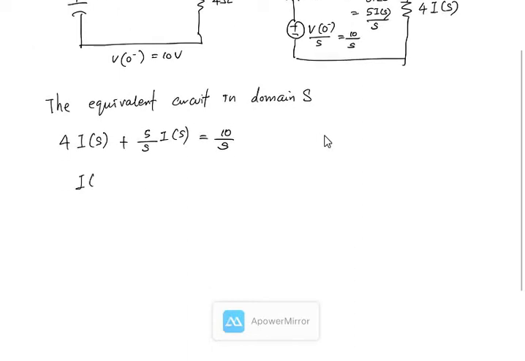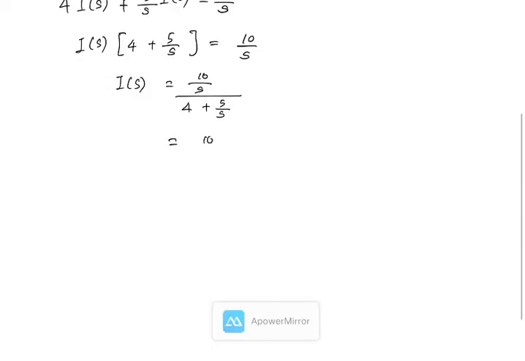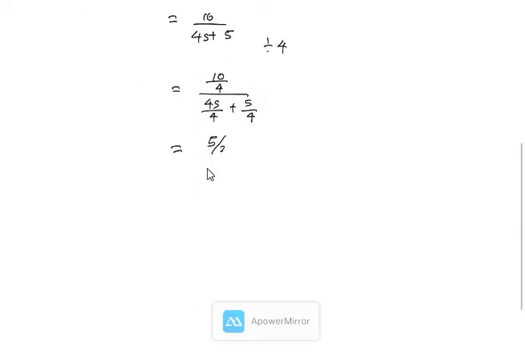So we can take out the I(S) here. We are left with 4 plus 5 over S equal to 10 over S. So I(S) equals 10 over S divided by 4 plus 5 over S, and this is equivalent to 10 over 4S plus 5. Since this is 4S, we want to get a single S, so we divide by 4 and get 10 over 4, 4S divided by 4 plus 5 divided by 4. This is equivalent to 5 over 2 divided by S plus 5 over 4.